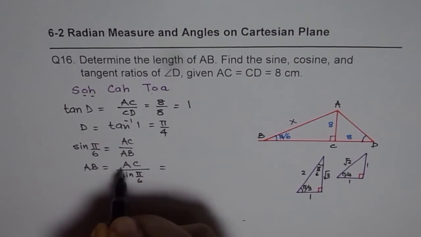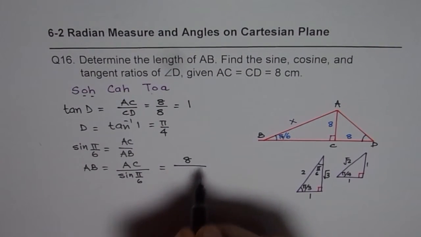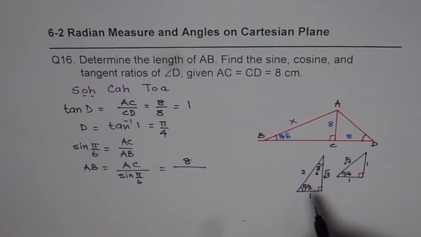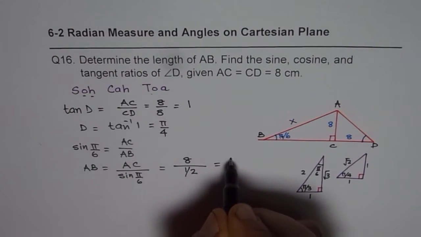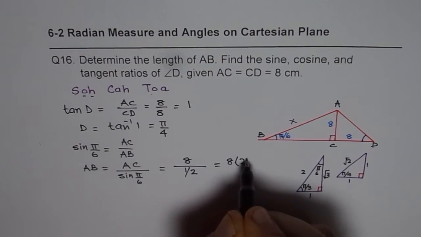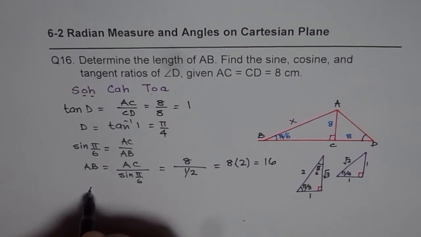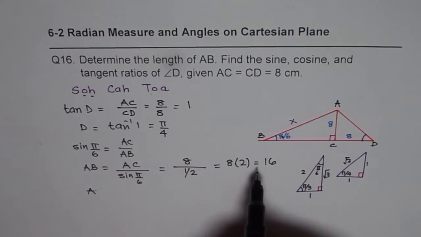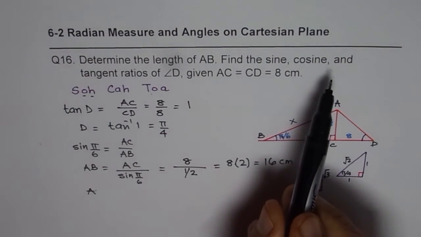We know what AC is. AC is 8. So 8 divided by sine pi by 6, right? You can use your calculator or the special triangle. Sine pi by 6 is 1 over 2. So divide by 1 over 2. That gives us 8 times 2, so we get the answer as 16, right? So AB is 16 centimeters, since we have some more things to do here.